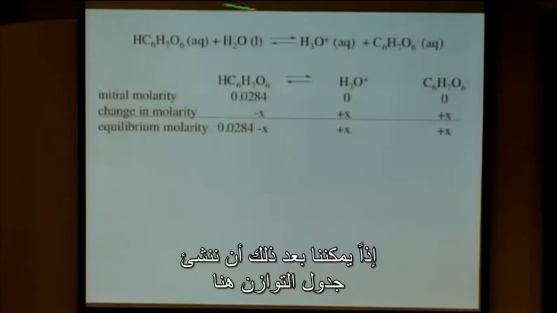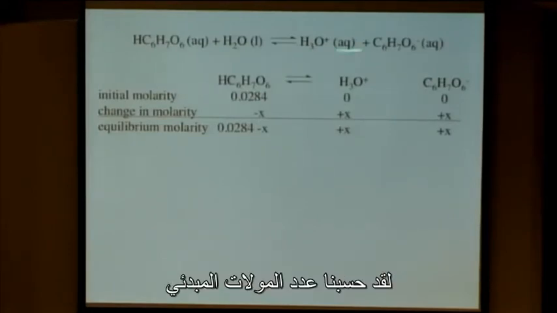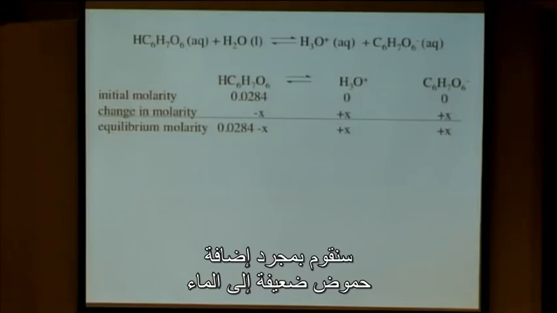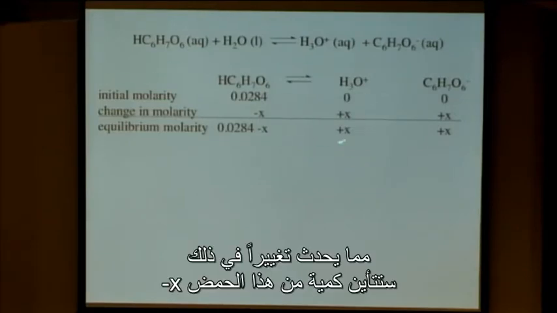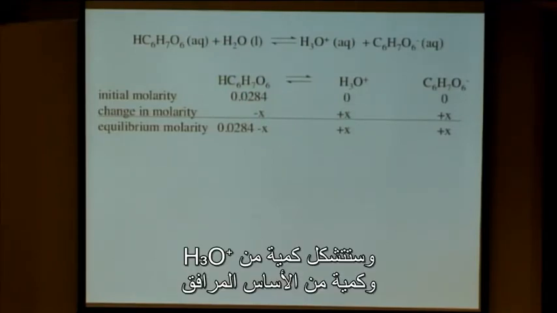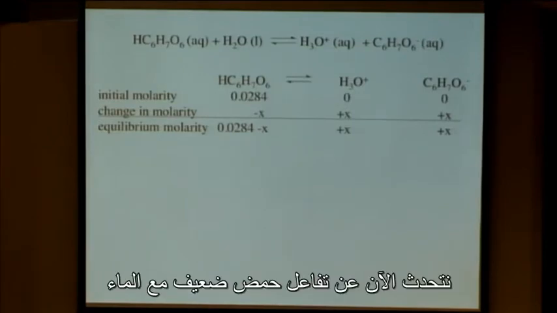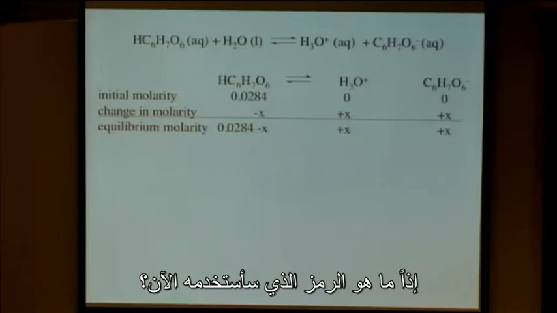So then we can set up an equilibrium table here. We calculated the initial molarity. And in the beginning, there's nothing over on this side. So we've just added our weak acid to water. And so then the change, there's going to be some amount of this that ionizes, minus X, some amount of this that's formed, and some amount of the conjugate that's formed. So we have 0.0284 minus X, plus X, plus X. Now we're talking about a weak acid in water, so what term am I going to want to use next?